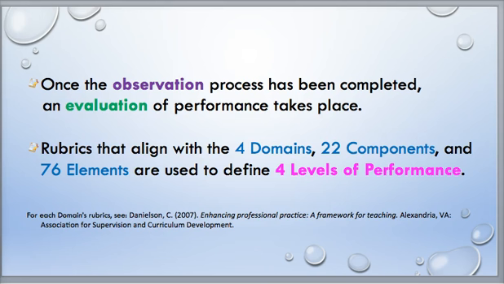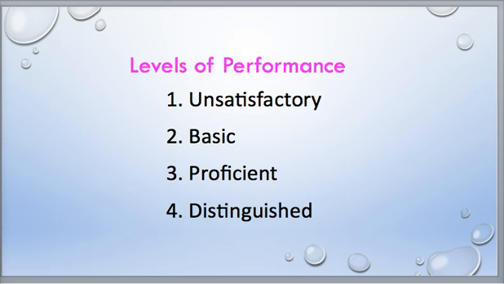After the observation process, an evaluation of the teacher's performance is made using rubrics aligned with Danielson's domains, components, and elements. Danielson designated 4 levels of performance: distinguished, proficient, basic, and unsatisfactory. Each is defined on the following slides.